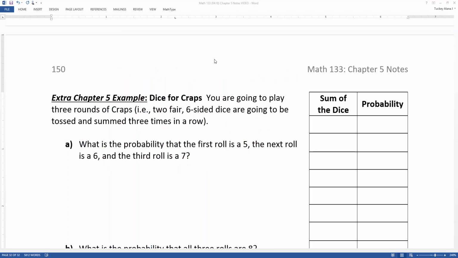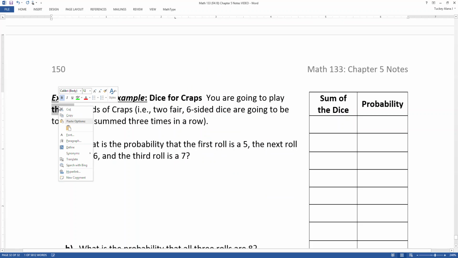Moving on to the last example in Chapter 5, we want to look at dice for craps. Craps is a very common gambling game you can find in most casinos. So you're going to play 3 rounds. Better pay attention to that because it's telling you what your sample size, your experiment size, is. So you're going to go 3 rounds of craps.